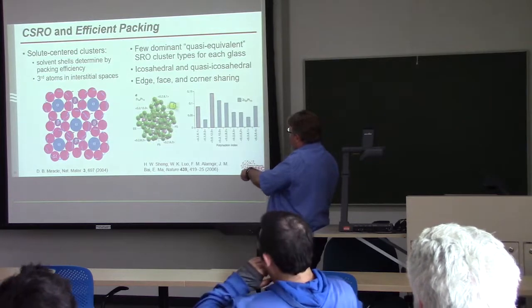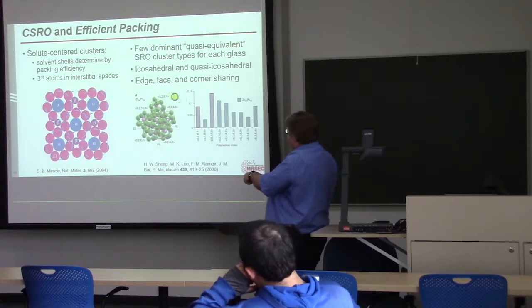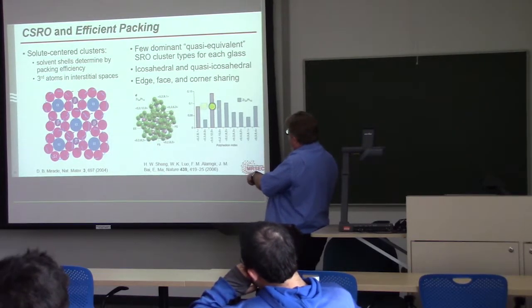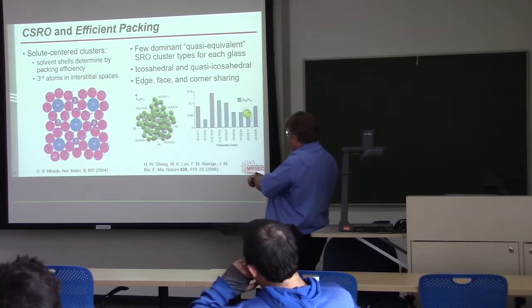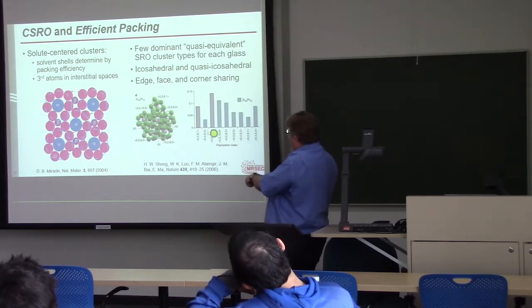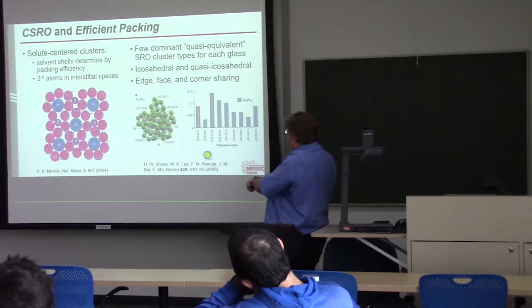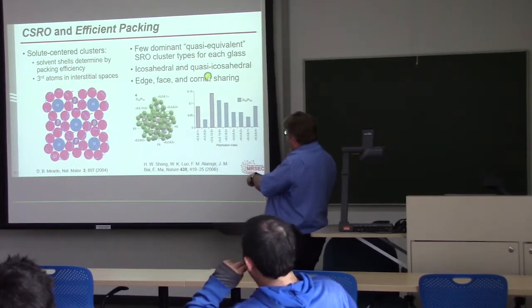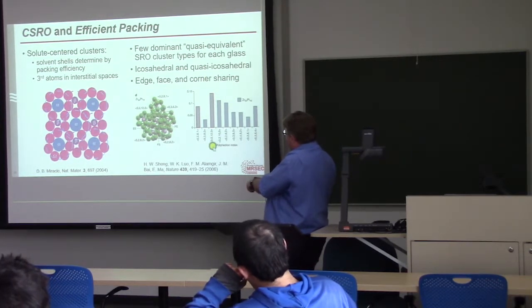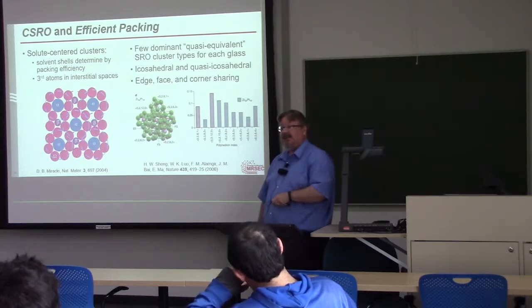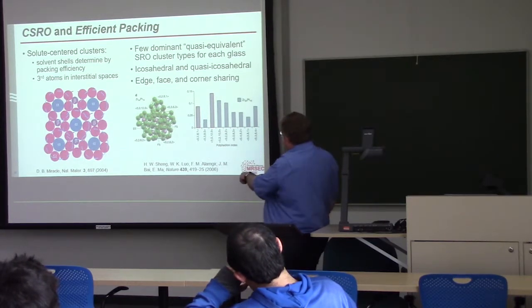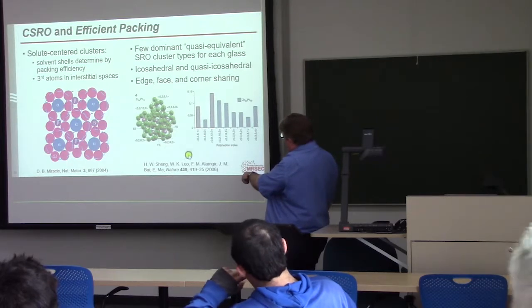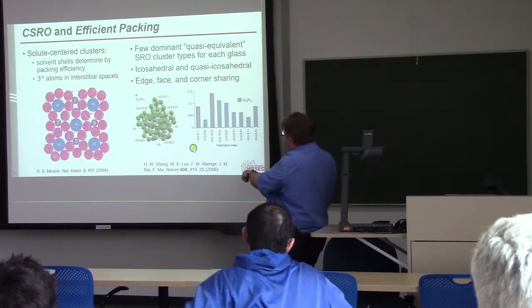So here's an example of zirconium platinum, and here are the statistics of different Voronoi indices for an atomic model of zirconium platinum. There's quite a lot of 0, 0, 12, 0 clusters. Those are perfect icosahedra.